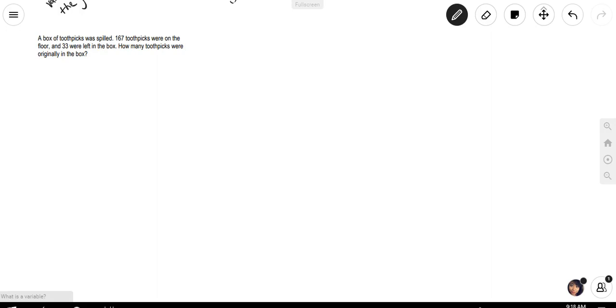So let's do an example of a problem that would need the use of a variable. A box of toothpicks was spilled. 167 toothpicks were on the floor and 33 were left in the box. How many toothpicks were originally in the box? Now, whenever you're given a problem, you want to keep tab of the information that's given to you and the information that you ultimately want to end up with.